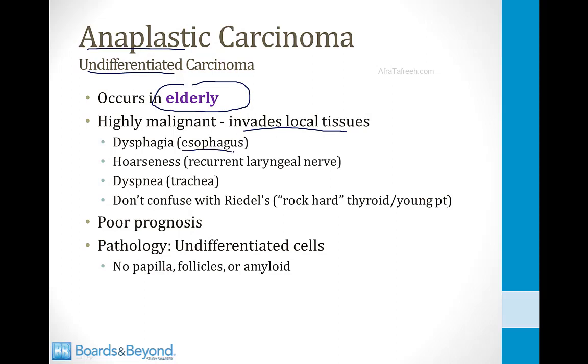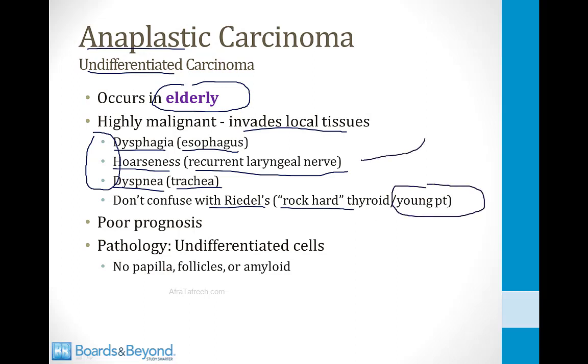So it can grow into the esophagus and cause dysphagia. It can grow into the recurrent laryngeal nerve and cause hoarseness. It can grow into the trachea and cause dyspnea. And in the module on thyroid disorders, I talk about a condition called Riedel's thyroiditis. Riedel's thyroiditis can also cause these things. However, Riedel's thyroiditis presents as a rock-hard thyroid, and it occurs in younger patients. When you see these types of symptoms in an elderly patient, you should think that they probably have anaplastic carcinoma because the elderly are an unusual demographic for Riedel's thyroiditis.